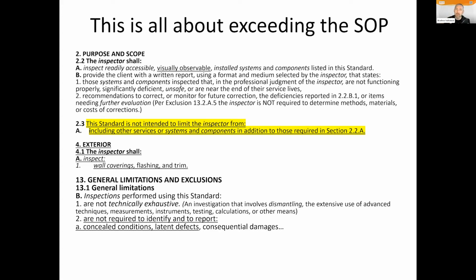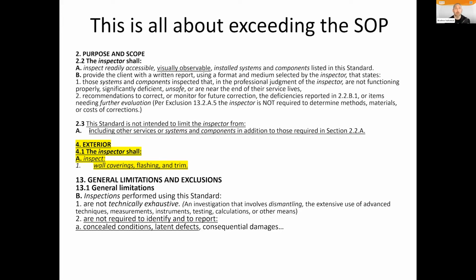So you can always do more. Remember, your home inspection standard of practice is a floor. It is not a ceiling. The worst job that you should be doing for your client is following your SOP to a T. And I'm not going to get into details on that. Just that is my strong and hard opinion.